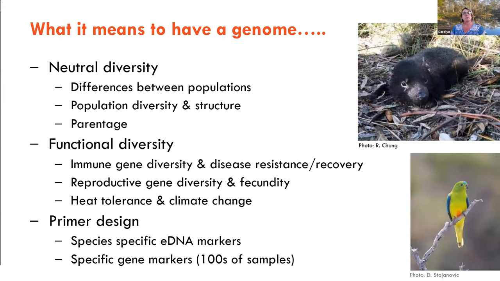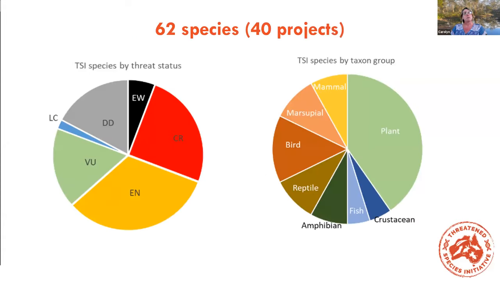So what we've done with the Threatened Species Initiative is it started in May 2020. We're currently looking at about 62 different species across 40 projects. And as you can see, there's quite a breakdown across critically endangered and vulnerable species across the range of taxa that we're doing. We're also doing a couple of extinct in the wild species. So these are species that no longer live in the wild, but are housed in large enclosures. And we're trying to work out ways to best translocate them back and try to get them back into the environment.